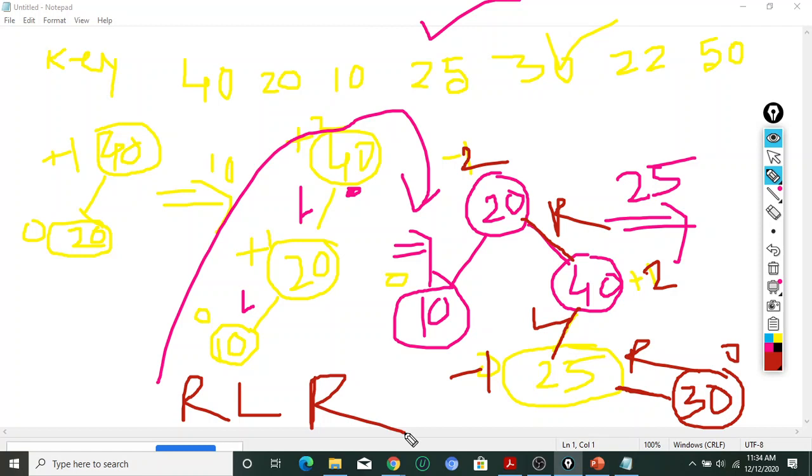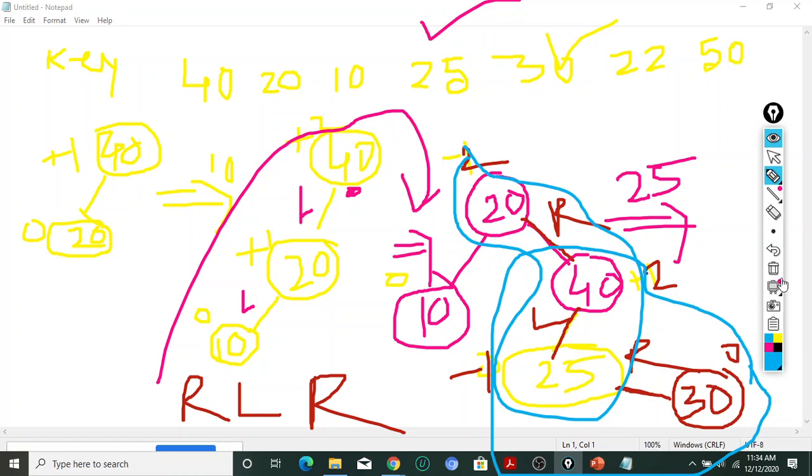Yes or no? But we know that every time we perform any rotation, it can happen with only 3 nodes. I have mentioned this so many times. I told you several times, only 3 nodes. Now we have to find out which 3 nodes we will consider, whether we consider these 3 nodes or these 3 nodes.